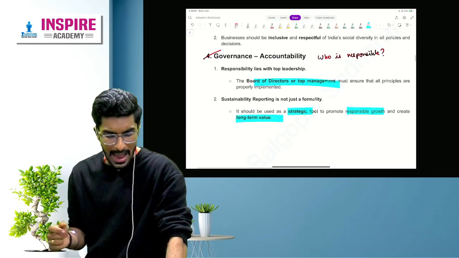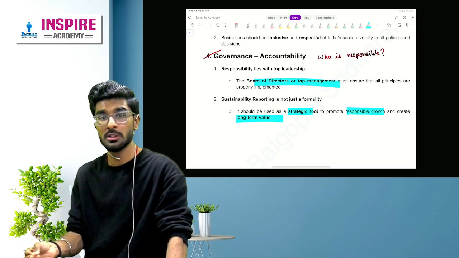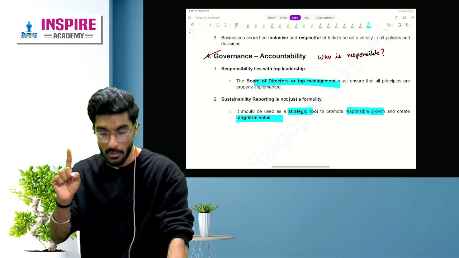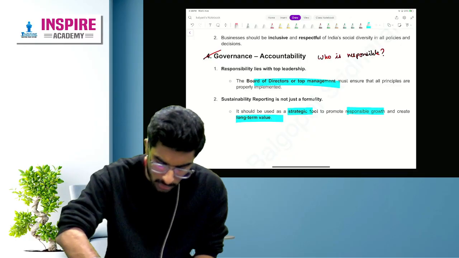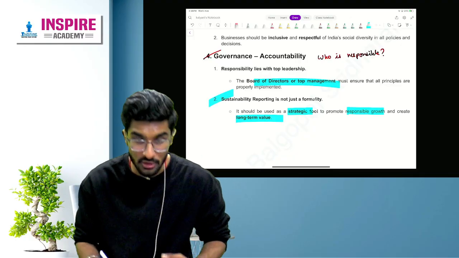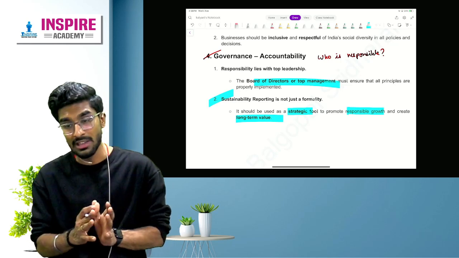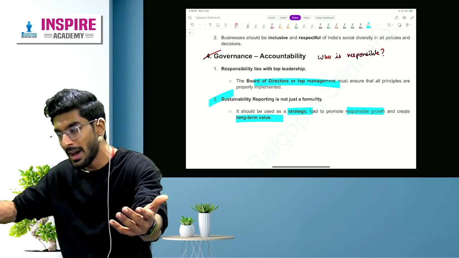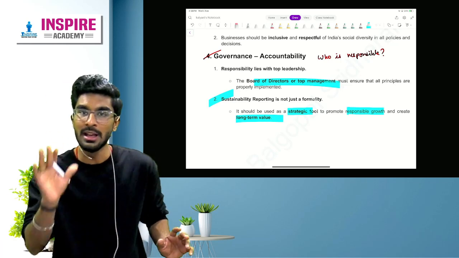Also, we are done. And then, people, governance, accountability. Who is responsible? The top level management are responsible, number 1. And we should not just look at it from a compliance point of view. We should look at it from a strategic point of view, as to convincing the stakeholders that we are creating long-term value in the society.